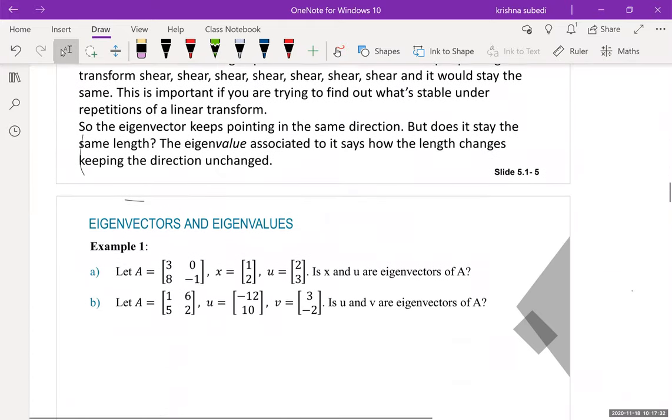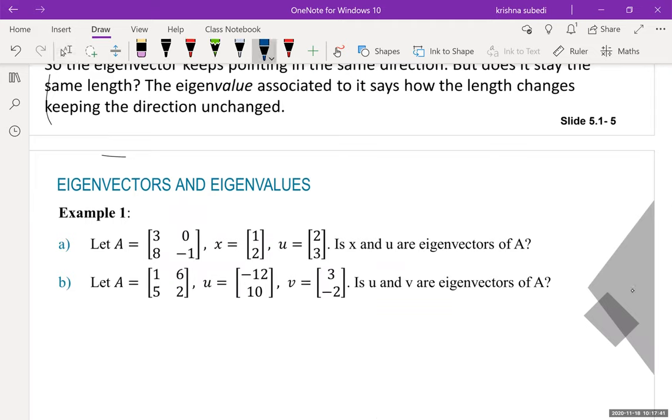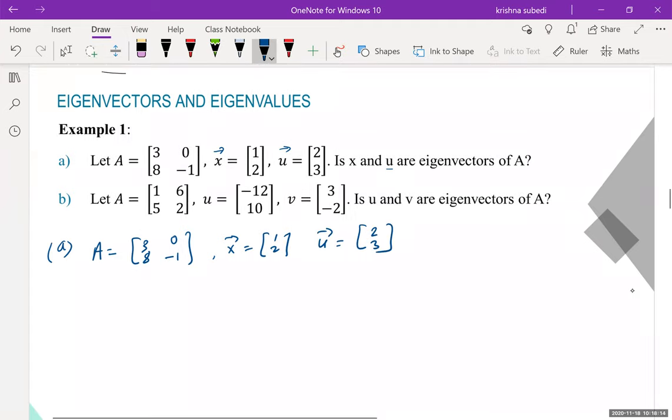All right, now let's look at one example here. Example one: we are given a matrix A, a vector X, and another vector U. In part A, we want to check whether X is an eigenvector or not, and whether U is an eigenvector or not. First, let's look at part A. Let me copy that matrix and the question. X is given to be (1, 2) and U is given to be (2, 3). Now, how do we check that?